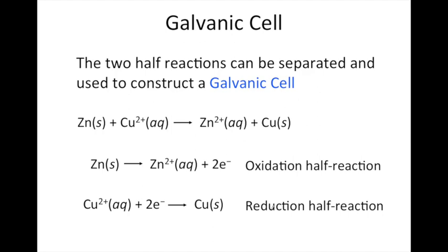So this is our reduction half reaction. We want to take these two half reactions, and instead of letting them occur all in the same beaker, we want to separate them so that when the electrons transfer, the electrons have to go through some device like a wire or a light bulb or something. So let me show you how we would do that.